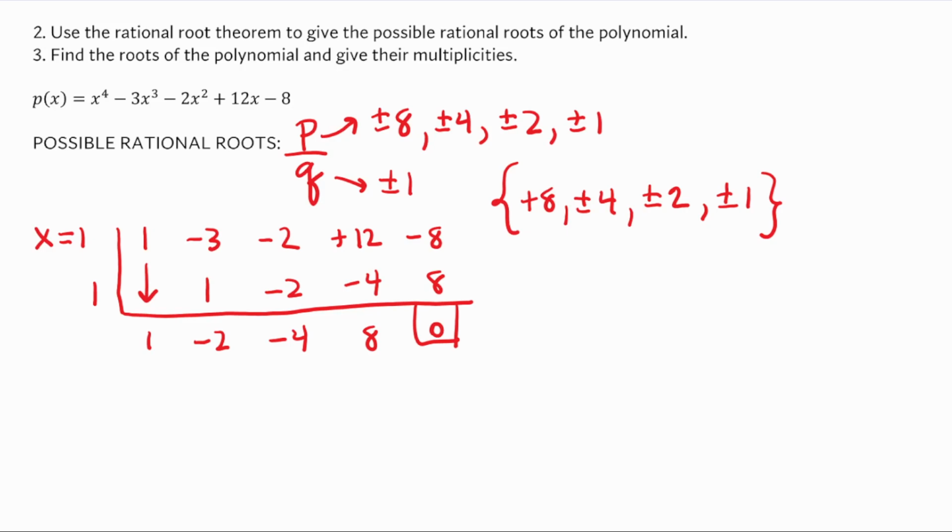It's also a factor of p. So I think I'm going to rewrite p right here. P of x is equal to, I just factored out that x minus 1 with the division I did. And what I'm left with is 1x to the third, negative 2x squared, negative 4x, and positive 8.